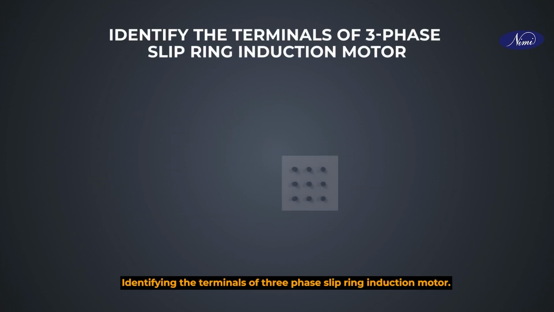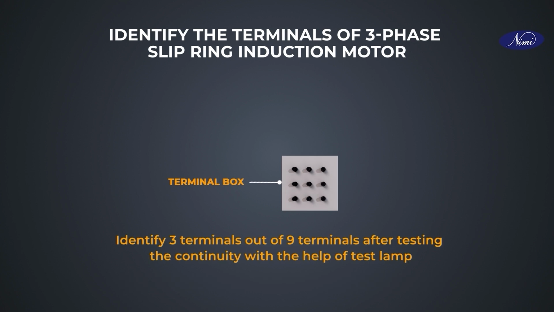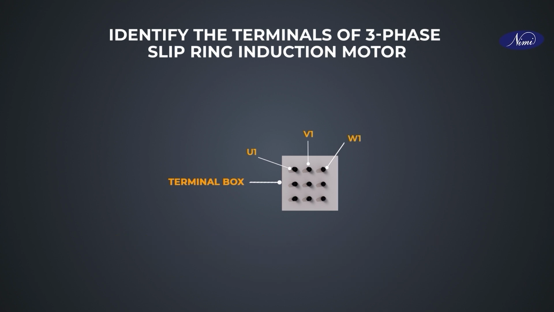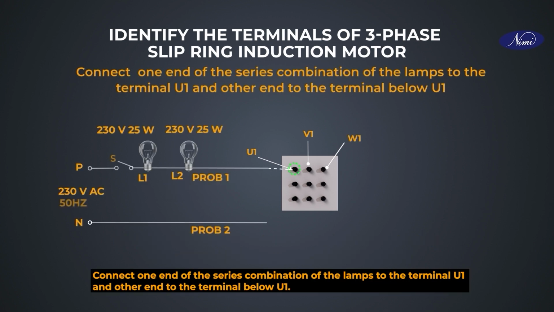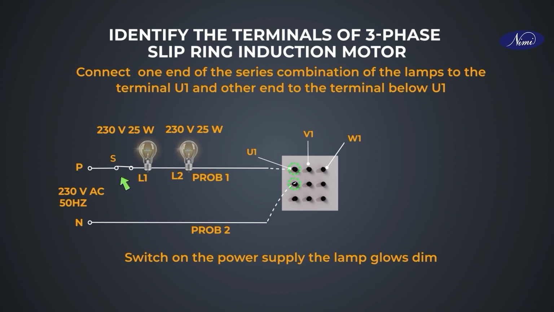Identifying the terminals of 3-phase slip ring induction motor. Identify 3 terminals out of 9 terminals after testing the continuity with the help of test lamp. Name the identified coils as V1, U1 and W1. Connect one end of the series combination of the lamps to the terminal U1 and other end to the terminal below U1. Switch on the power supply and the lamp glows dim.